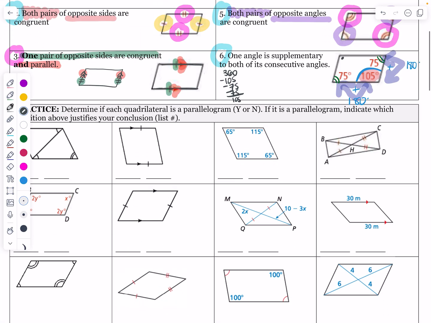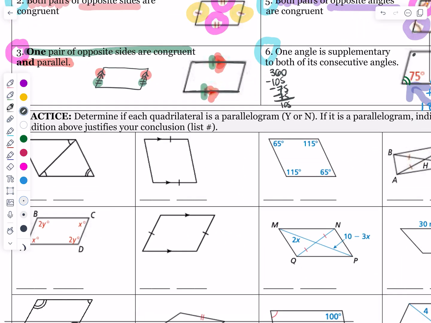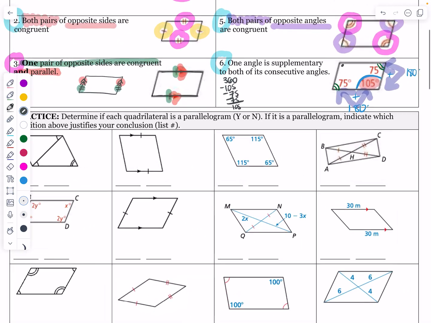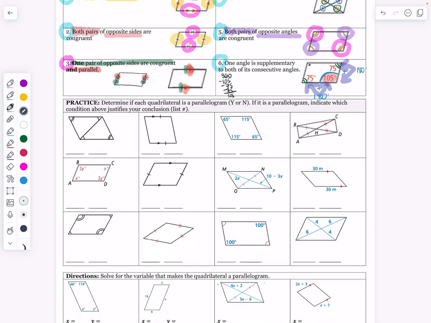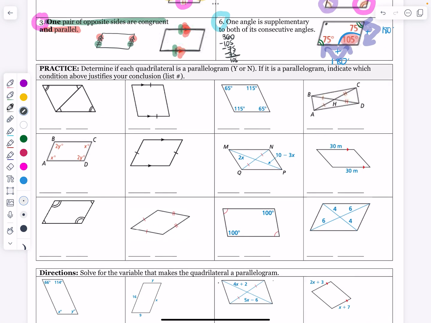Okay, so here's what we're going to do. We're going to work through a few of these problems. I'm actually going to start on the right and go to the left side because this first one, in my opinion, is one of the hardest, so I'm going to build up to that. Determine if each quadrilateral is a parallelogram, yes or no. If it is a parallelogram, indicate which condition above justifies your conclusion. So we're just going to say numbers 1 through 6.